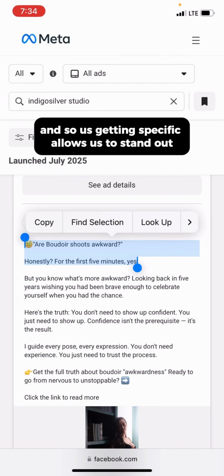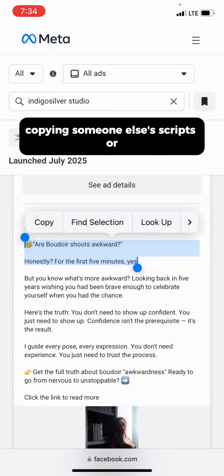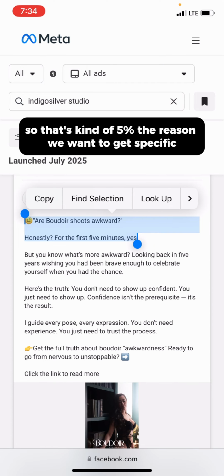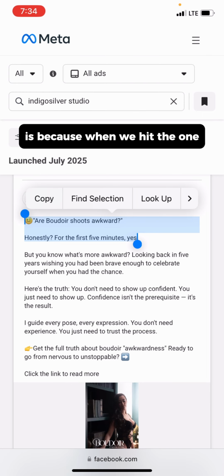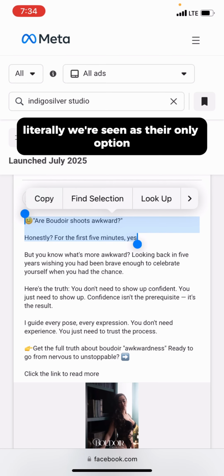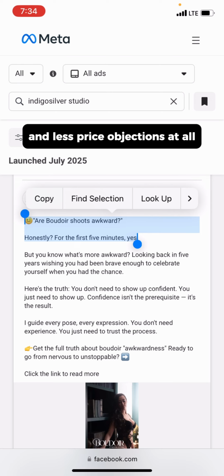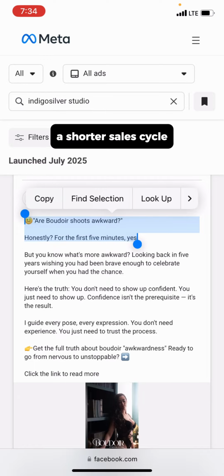And so us getting specific allows us to stand out, because everyone has either A, generic messaging, or B, copying someone else's script or formula. So everyone's using basically the same stuff, so they don't stand out for that. So that's kind of 5% the reason we want to get specific. But the 95% reason we want to get specific is because when we hit the 1-2 punch correctly, it puts us in a market of one. Literally, we're seen as their only option, which means they're more willing to pay a higher price and less price objections at all, if any. Kind of lower sales, shorter sales cycle, less time to buy.